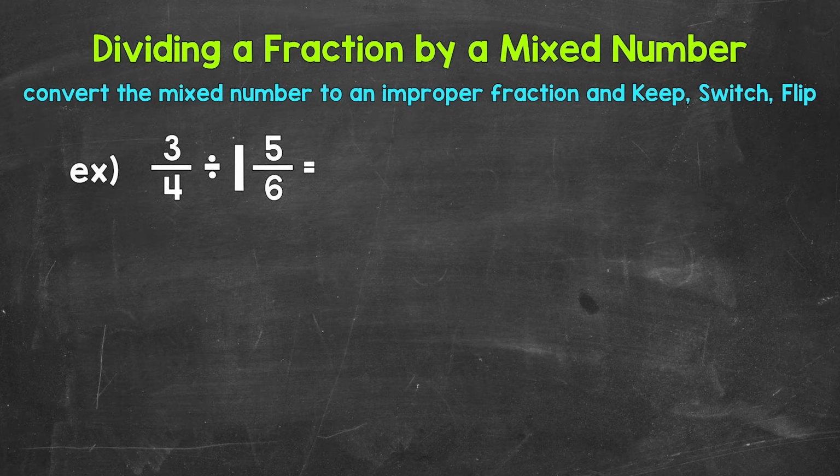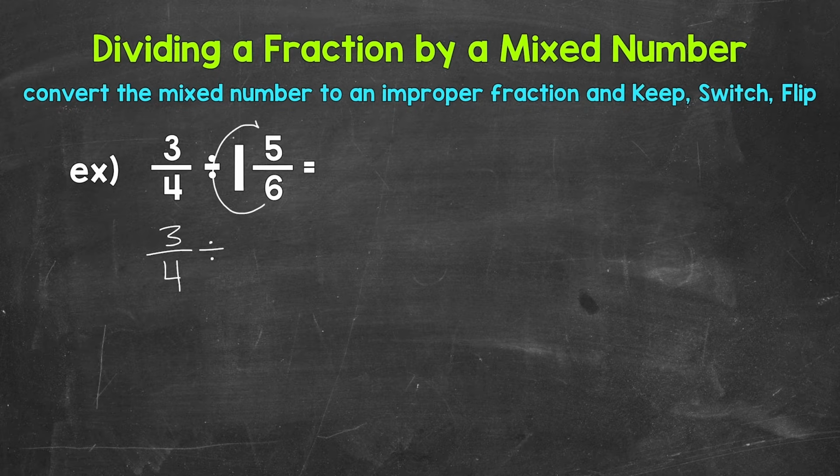Now let's take a look at dividing a fraction by a mixed number. Let's jump into our example where we have 3/4 divided by 1 5/6. Now the first thing that we need to do is rewrite this problem with the mixed number written as an improper fraction. So we need to convert that mixed number to an improper fraction. That way we just have numerators and denominators, and we can go through our steps, keep, switch, flip. So let's rewrite this problem. We have 3/4 divided by, and then as far as 1 5/6, let's convert this to an improper fraction.